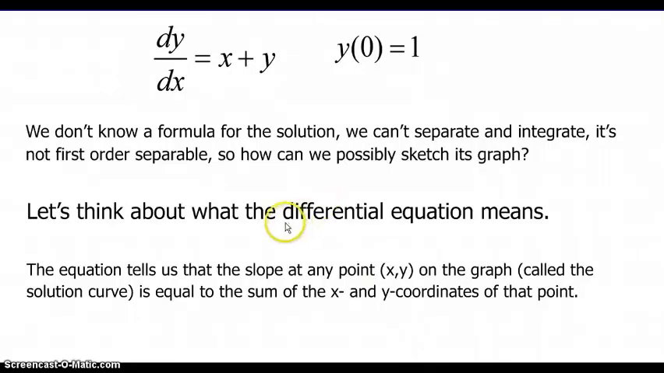Well, let's think about what the differential equation is, what it means. It's the slopes, it's the derivative, it's the slopes everywhere in terms of x and y. So the equation tells us that the slope at any point (x, y) on the graph, and we'll call that the solution curve, we'll talk more about that in a minute, is equal to the sum of the x and y coordinates at that particular point.